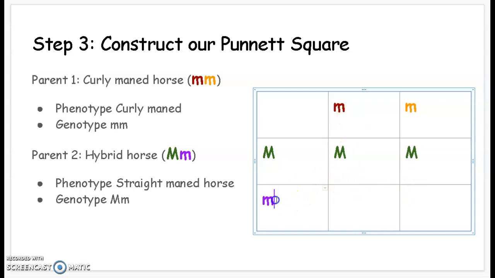Now, we're going to take this little m, and we're going to do the same thing. We're going to transfer it over and distribute it through the row. Now, this little m, you will distribute it down the column. You're going to take this m, distribute it, and distribute it. Same thing with this little m. And right there, you have performed a Punnett square.